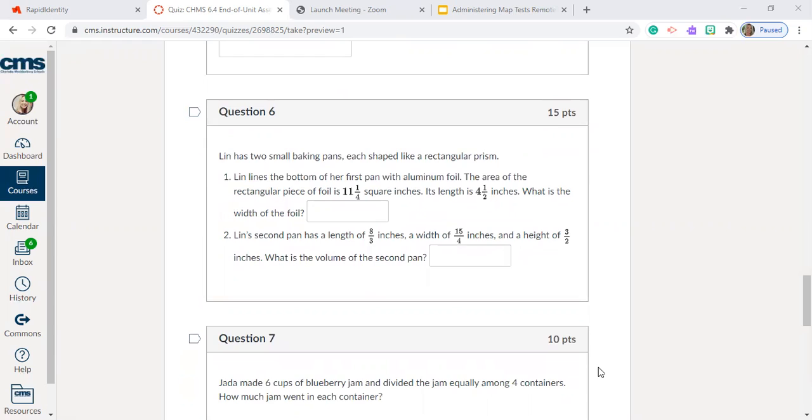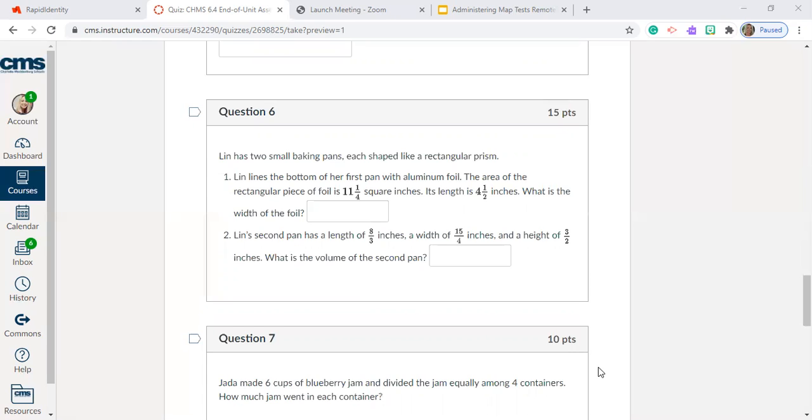Question number 6. Lynn has 2 small baking pans, each shaped like a rectangular prism. Okay, so we're going to draw a picture. We need 2 small baking pans shaped like a rectangle. For question number 1, Lynn lines the bottom of her first pan with aluminum foil. The area of the rectangular piece of foil is 11 1/4 square inches. Its length is 4 1/2 inches. What is the width of the foil?